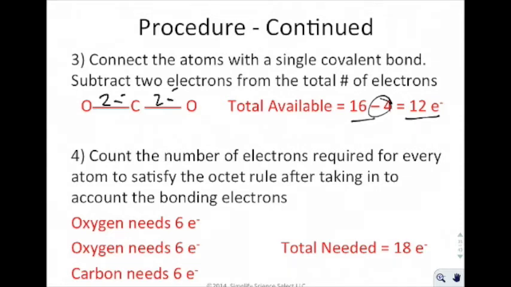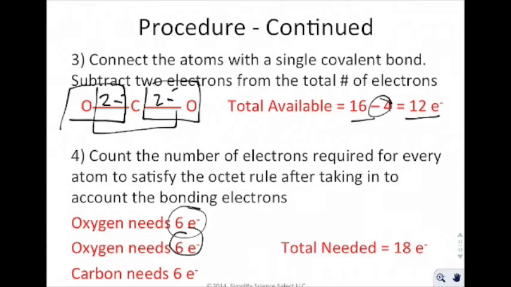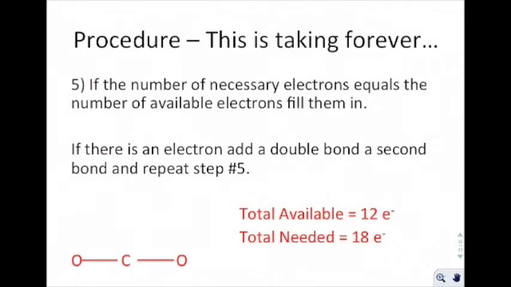Now the next thing I need to do is count the electrons necessary for each atom to satisfy the octet rule. Remember, this oxygen thinks that it has 2, so it needs 6 more. This oxygen thinks that it has 2, so it needs 6 more. This carbon thinks that it has 4, so it needs 4 more. So the total electrons needed is not 18, but 16. If the number of necessary electrons equals the number available, you fill them in. For example, if I need 18 electrons and I have 18 electrons, I would just fill in the electrons and be done. But because I have 12 electrons and I need 16, there's what we call an electron deficit.